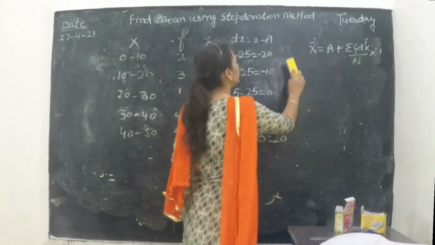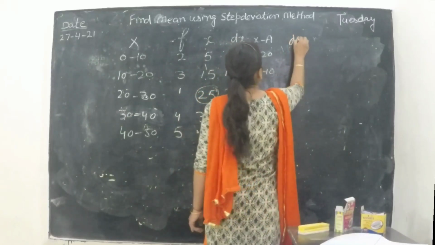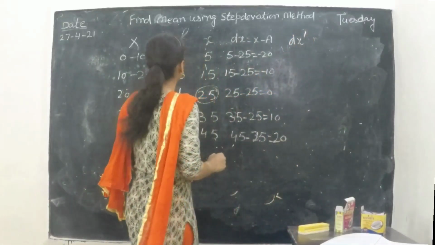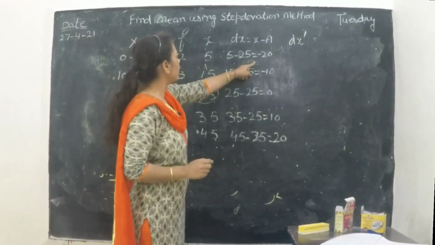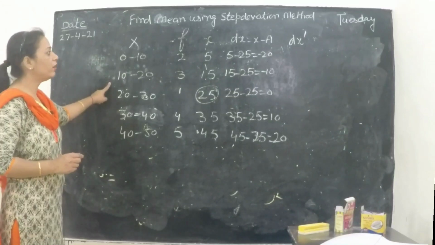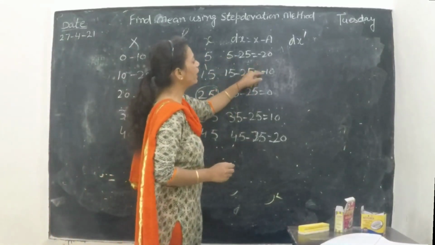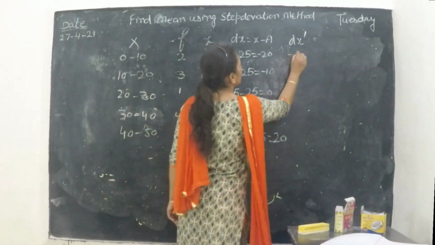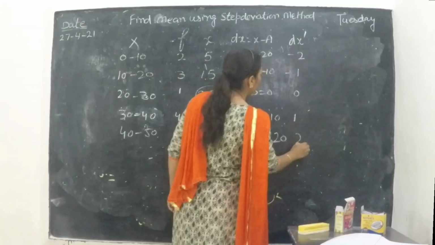Okay. Now we will find the value of d dash x. So how will we do it? We will divide minus 20 by the common difference. Here the common difference of the series is 10. So we will divide these values by 10. We will get minus 2, minus 1, 0, 1 and 2.